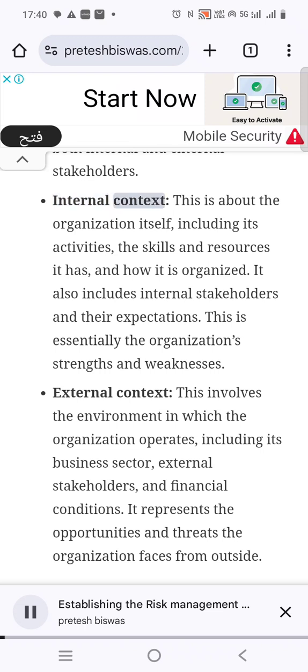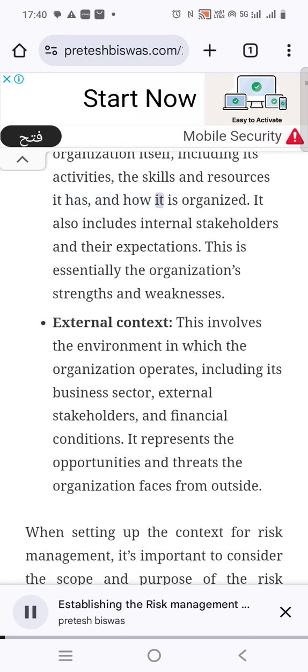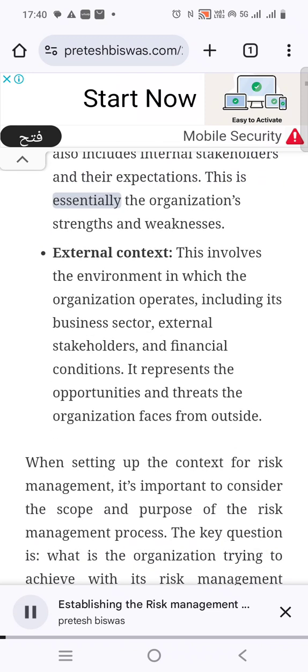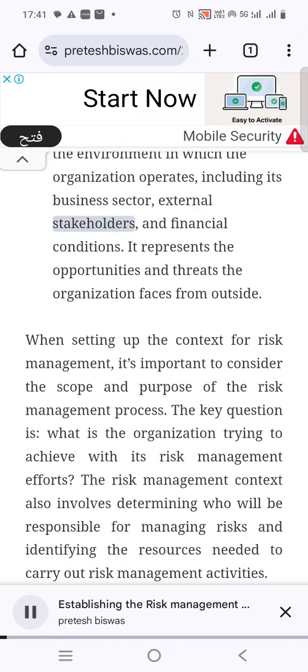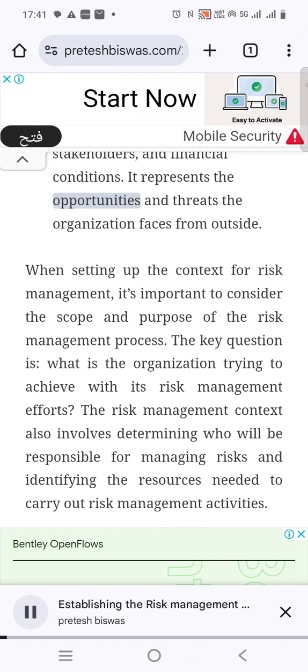Internal context. This is about the organization itself, including its activities, the skills and resources it has, and how it is organized. It also includes internal stakeholders and their expectations. This is essentially the organization's strengths and weaknesses. External context. This involves the environment in which the organization operates, including its business sector, external stakeholders, and financial conditions. It represents the opportunities and threats the organization faces from outside.